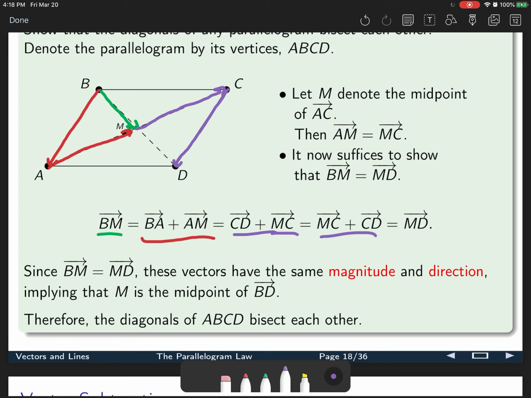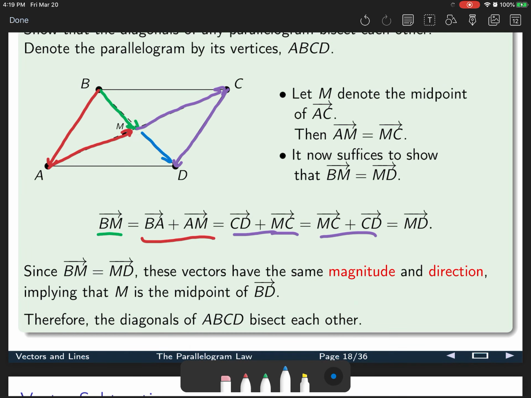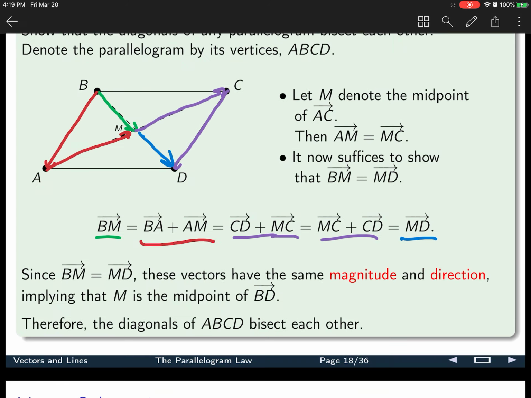Okay, and then I need a different color for MD. And so you can see by these sums of vectors that we've done, BM and MD, same direction, same length. That means that we have successfully bisected BD using the point M. And therefore, the diagonals of a parallelogram bisect each other. That was fun.